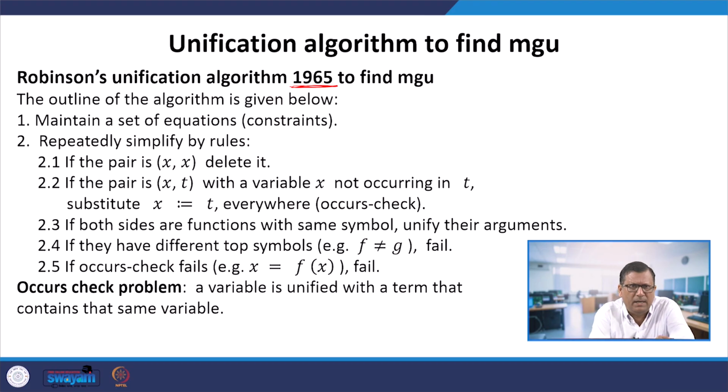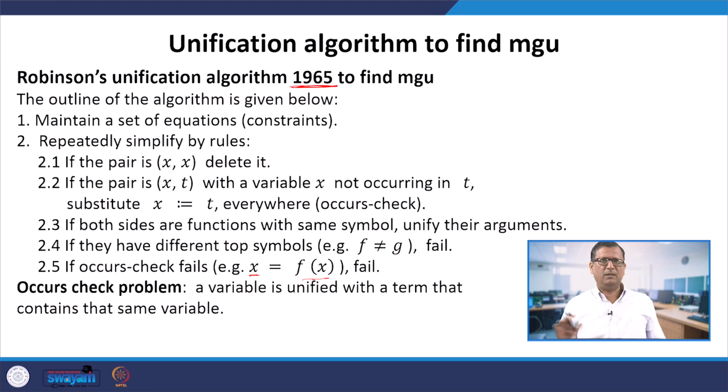And 2.5 says the occurs check fails. That means x is there in T. So you have an example like x is equal to f(x), so it will be failure. The occurs check problem means a variable is unified with a term that contains the same variable. Here x and this term f(x) contain the same variable. That is called the occurs check problem.